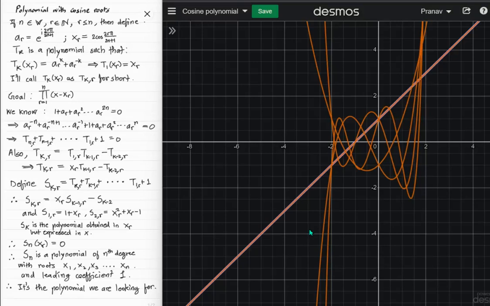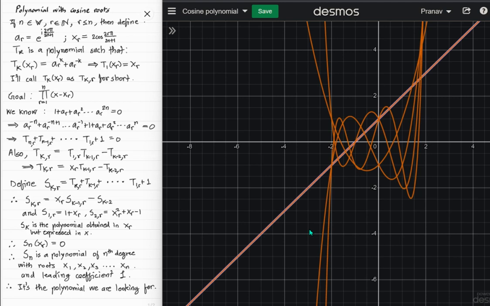So our goal is to figure out a polynomial which has cosine values as its roots. And those cosine values must have the angle in arithmetic progression as well as be of a certain format. So first of all, let's understand what the problem actually is.